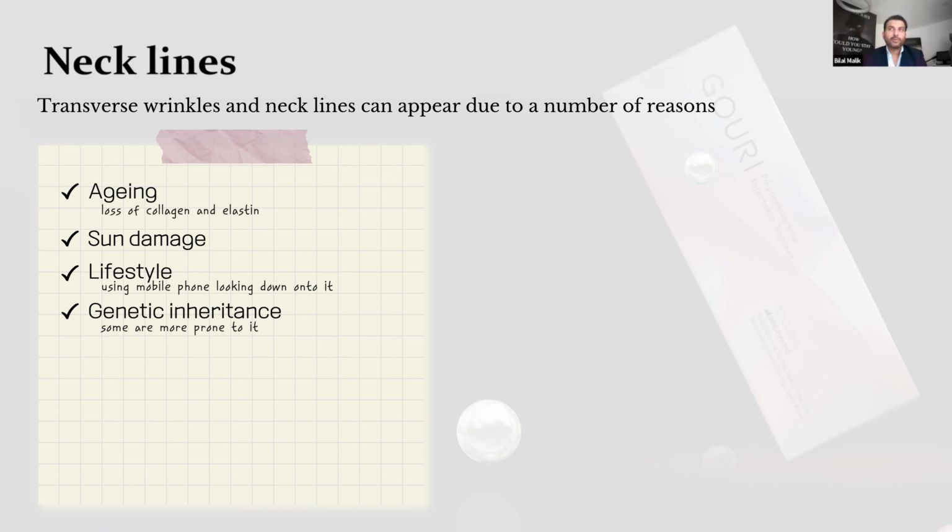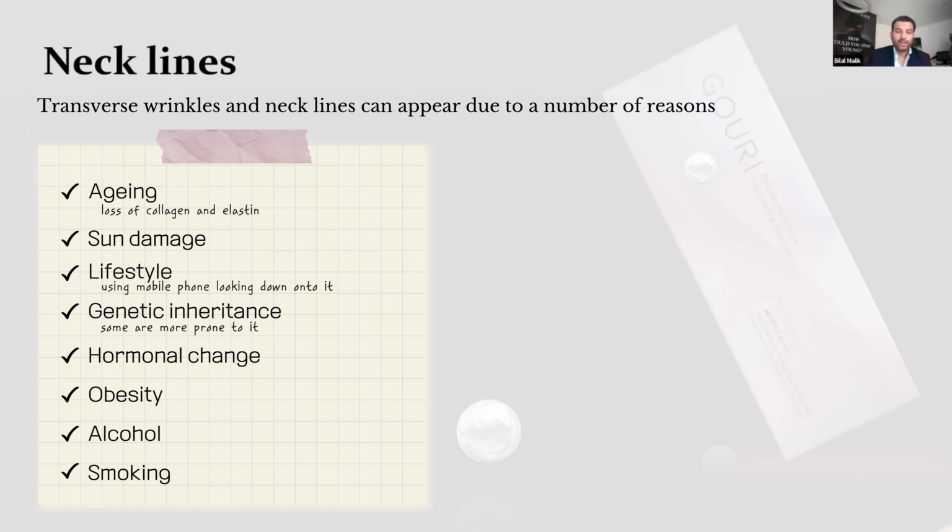Genetic inheritance, so some people genetically are more prone to this as well. Hormonal changes, obesity, alcohol, and smoking.